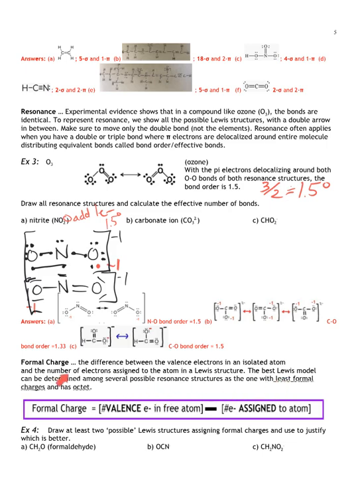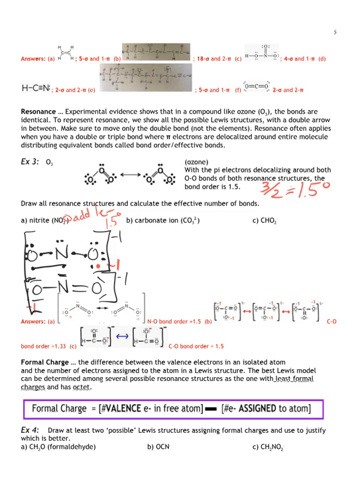The best Lewis model can be determined among several resonance structures as the one with the least formal charge and an octet. So you're looking for the best, most stable Lewis structure, one that has less formal charge as well as an octet for all the atoms, and duets if it's hydrogen, okay?